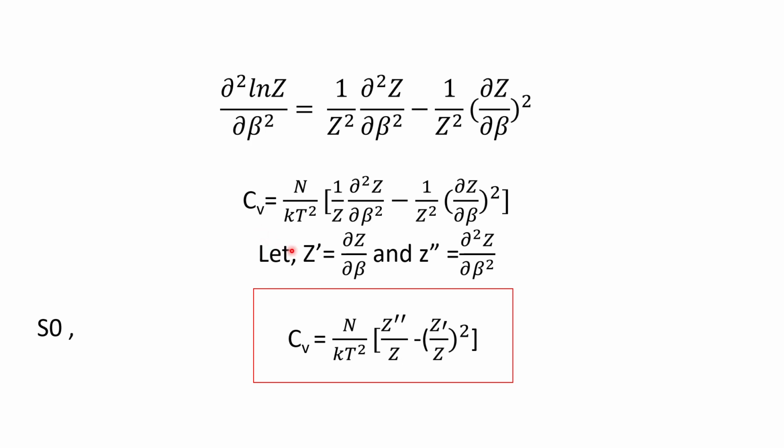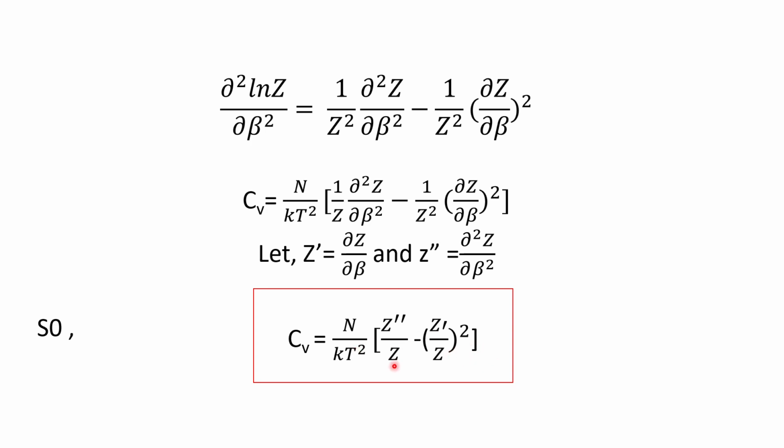Then we get Cv = n/kT² into 1/Z ∂²Z/∂β² minus 1/Z² (∂Z/∂β)². Now let us consider that Z' = ∂Z/∂β and Z'' = ∂²Z/∂β². Substituting these two into the equation of Cv, we can write Cv = n/kT² into (Z''/Z − (Z'/Z)²).